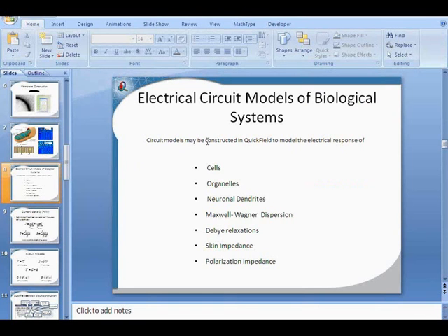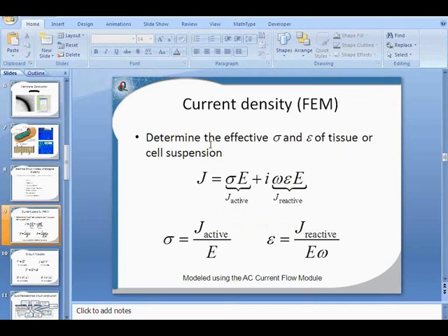Today we'll be looking at electrical circuit models of biological systems, where we use electrical circuit models to simulate the response of cells and organelles, neuronal dendrites, modeling Maxwell-Wagner dispersion, the biorelaxation, skin impedance, and polarization impedance are some of the models that we'll be looking at using the electrical circuit simulator.